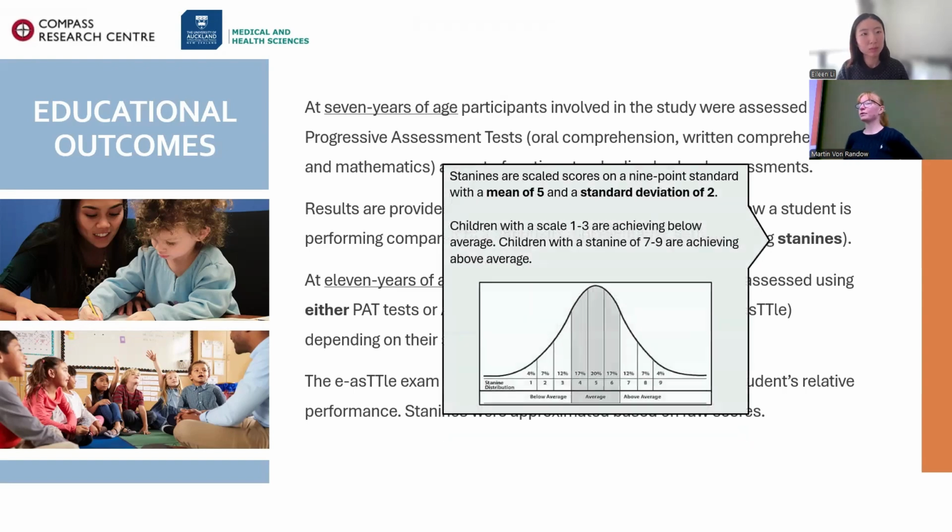And for those of you who are not familiar with the stanine distribution, mean of 5, standard deviation of 2. And for our purposes, we essentially said these are the students achieving below average, and then everyone else was just essentially not achieving below average.